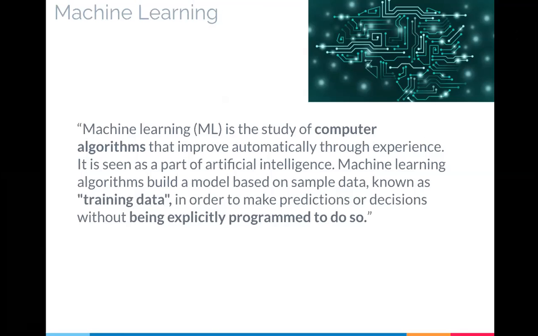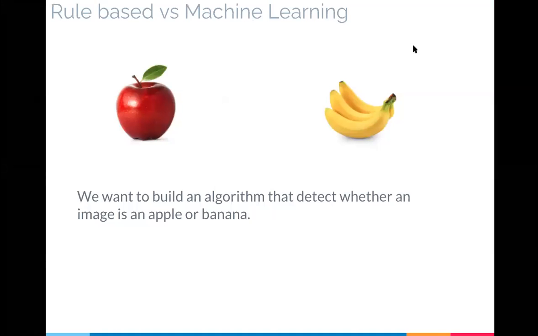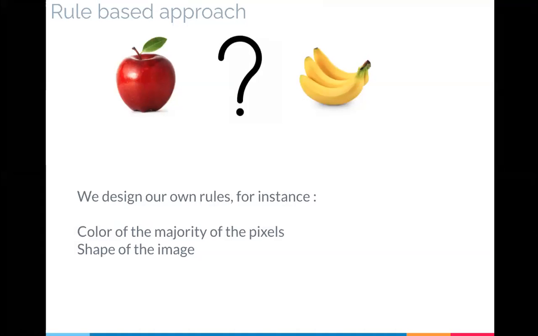So if we take a really simple example, if you want to realize an algorithm that distinguishes apple from banana, you've got two ways to solve this problem. You can realize a rule-based algorithm. So the programmer will define his own rules. For example, you will try to get the color of the majority of the pixels. If a majority of pixels are red, maybe you'll say, okay, it's an apple. If it's yellow, you'll say, oh, it's probably a banana. You can look at the shape of the image, and so you can design your own rules as a programmer.